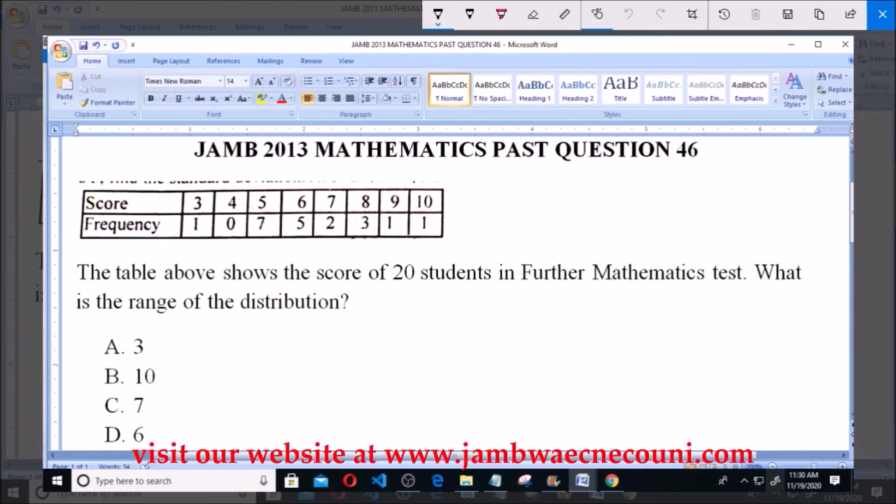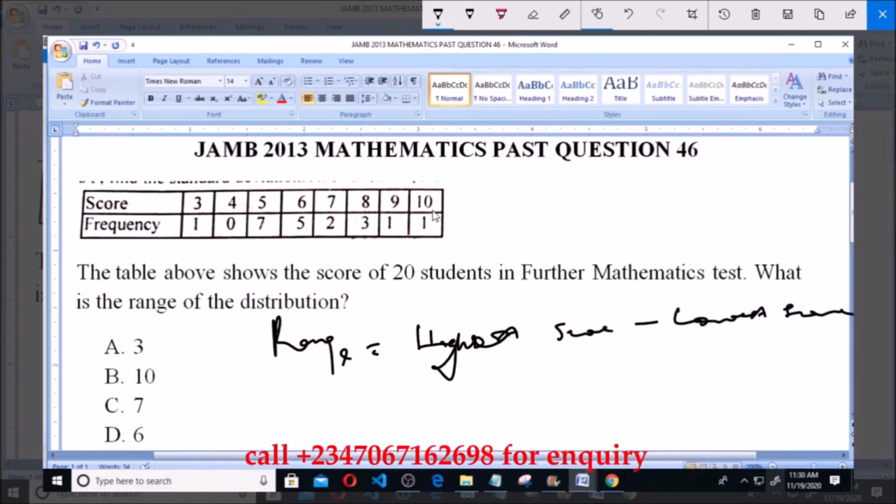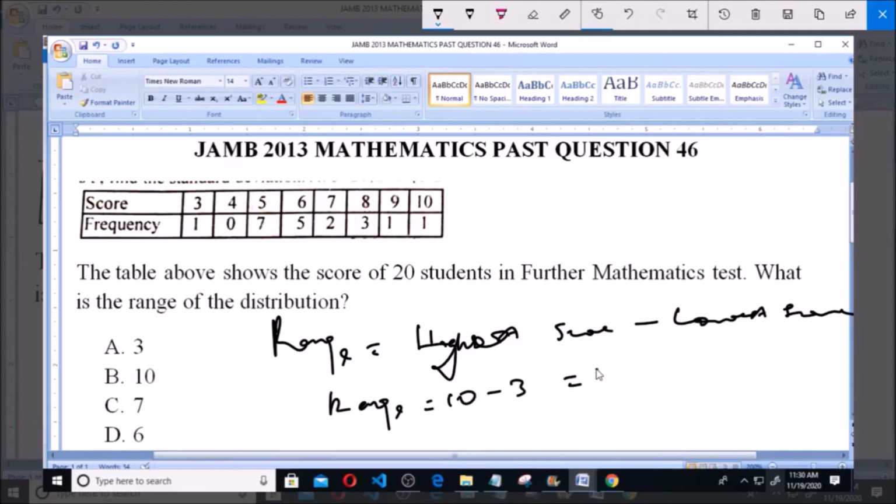Now, range, as we all know, is simply defined as the highest score minus the lowest score. Now, looking at this, the highest score here is 10 and the lowest score is 3. So therefore, range is equal to 10 minus 3, which is equal to 7, and that is option C.